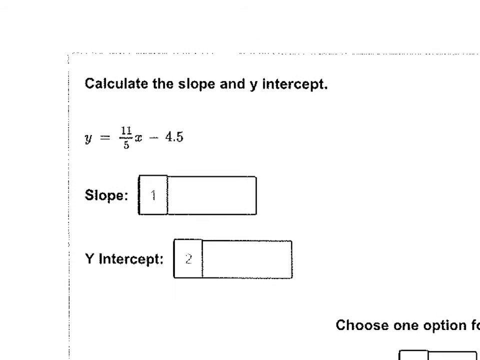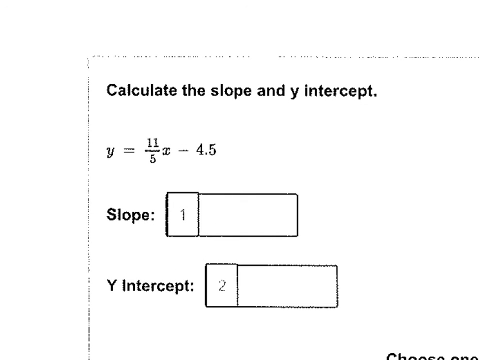Okay, on these, calculate the slope and the y-intercept. They gave you the equation. The only thing you have to remember is that m, or the number that's right next to the x, is your slope. And b, the number that's added or subtracted on, is your y-intercept.